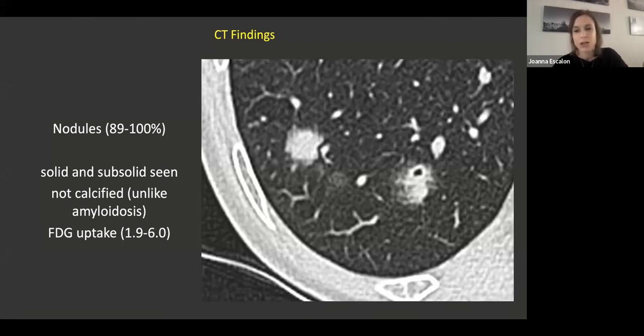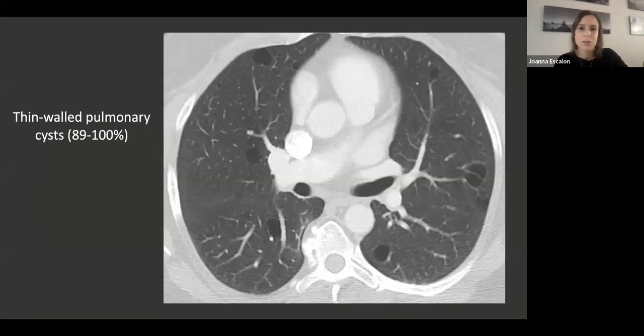In this case that I'm showing here, actually, this woman found these nodules were found incidentally. They ended up getting a PET CT, and everybody was worried about some occult malignancy, but the biopsy showed light chain deposition disease. Most patients have thin-walled pulmonary cysts.